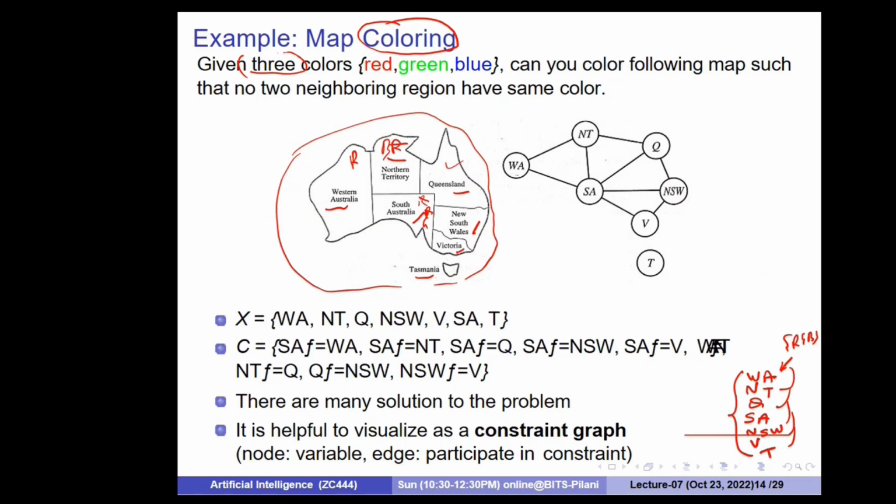Yes or no? And what are the constraints? Constraints are this: since WA is very near to NT, I can say that WA is not equal to NT. This is one constraint.